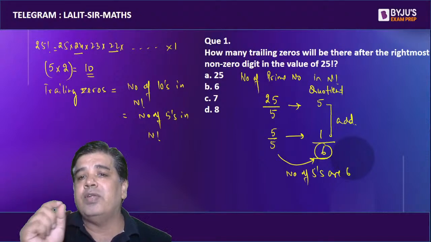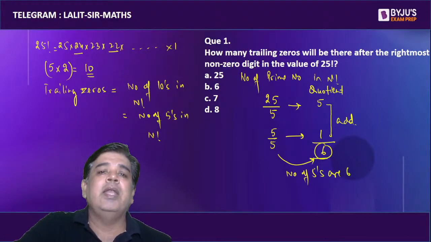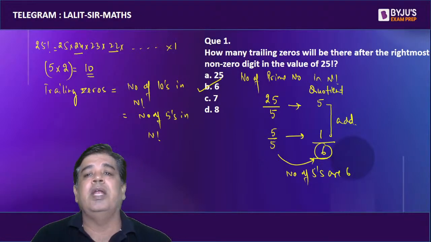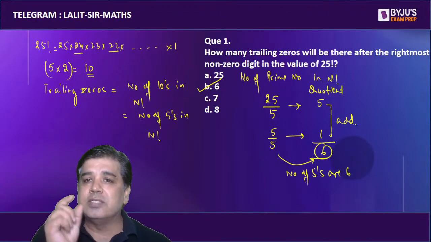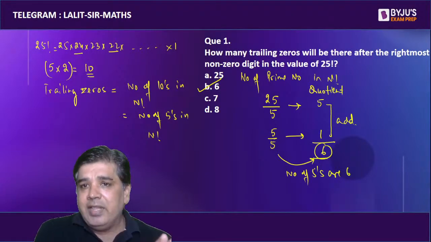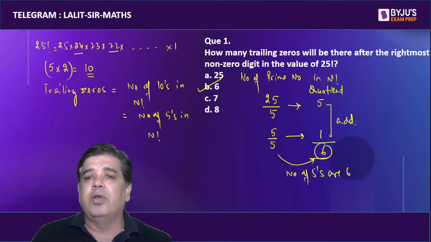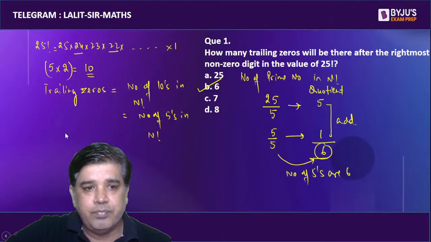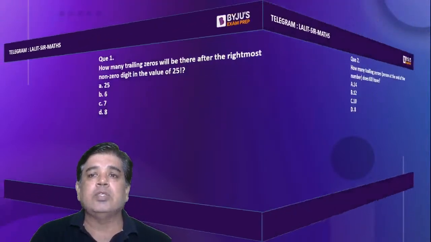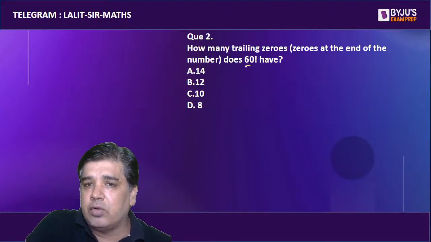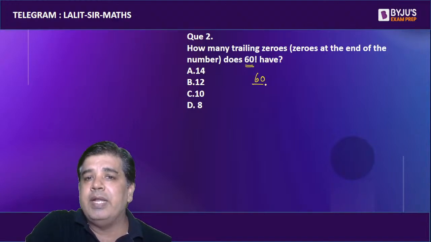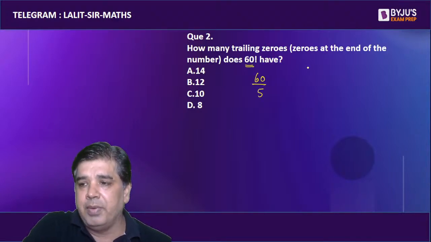So the number of tens will be 6 again, and the number of trailing zeros at the end of 25 factorial will be 6. So the concept is, to find the trailing zeros, we will be finding the number of 5s, right? Because the number of 5s is always less than the number of 2s. So in the next question, student, the question is find the trailing zeros in 60 factorial. So we will find how many times 5 will come now. Simple, right?